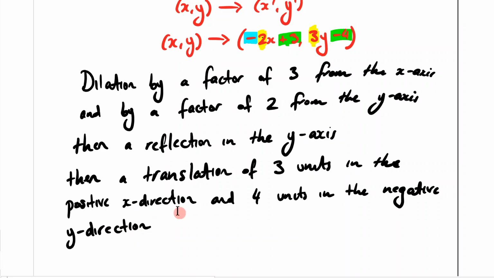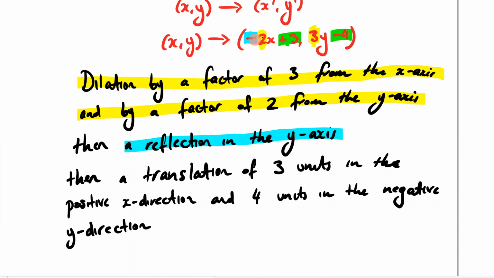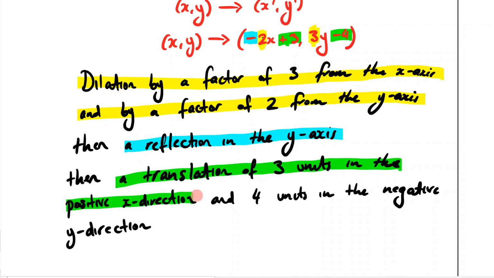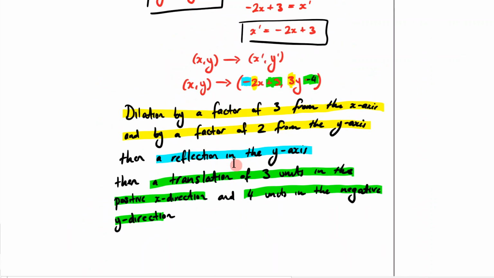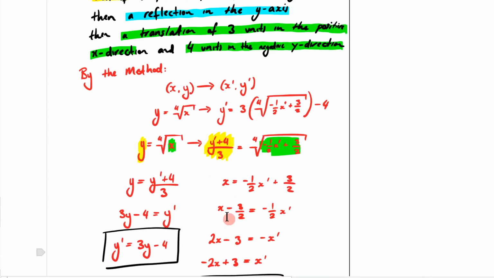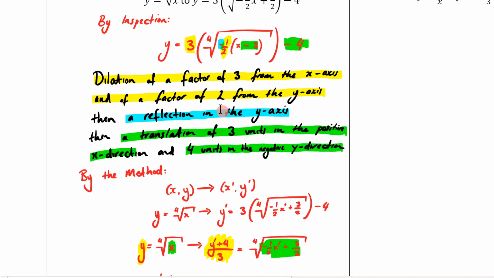Alright, so let's now go through that. So we have a dilation of a factor of 3 from the x-axis here, and by a factor of 2 from the y-axis here. And then after that, we read off our reflections, a reflection in the y-axis, which we can see here. And then finally, we read off our translations, a translation of 3 units in the positive x direction there, and 4 units in the negative y direction there. And as you can see, what we figured out here is the same as what we figured out up here.